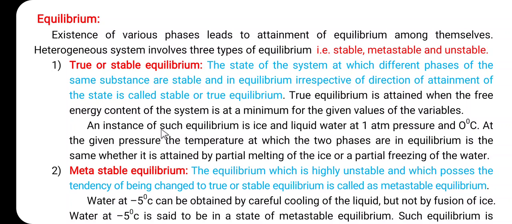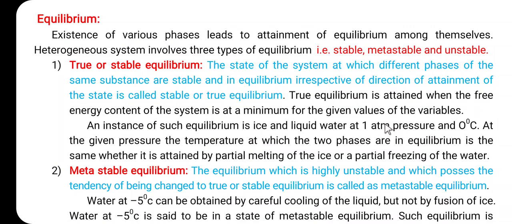So, here an instance of such equilibrium is ice and liquid water. Here, the equilibrium between the ice and the water at 1 atmospheric pressure and 0 degrees Celsius. At the given pressure, the temperature at which the two phases are in equilibrium is the same whether it is attained by the partial melting of the ice or partial freezing of the water. So, when the ice is in equilibrium with the liquid water, this is the example of the true or the stable equilibrium at 1 atmospheric pressure and 0 degrees Celsius.